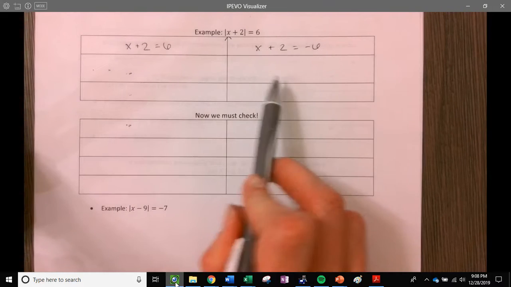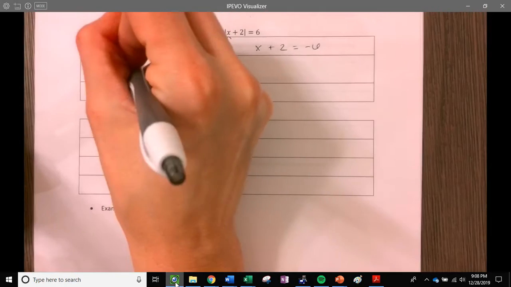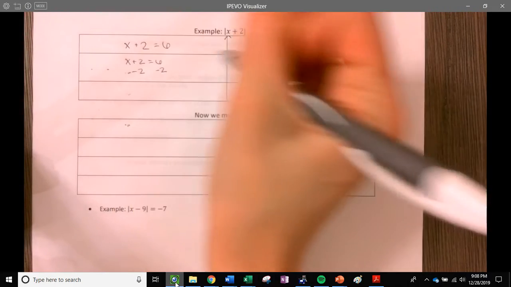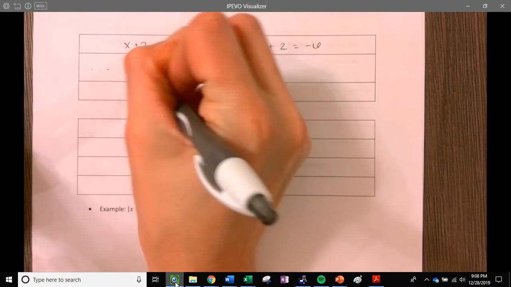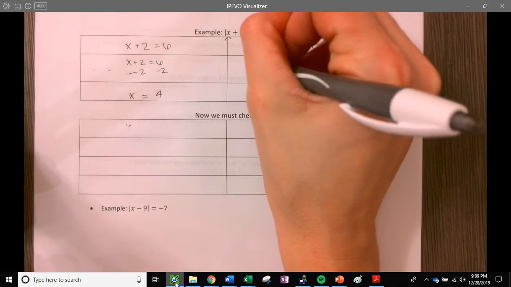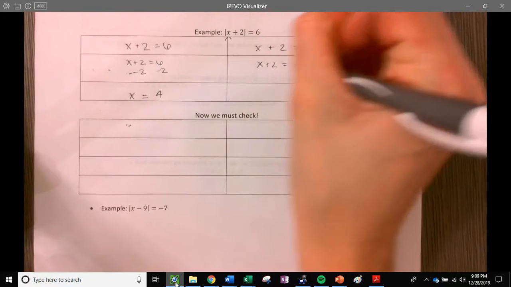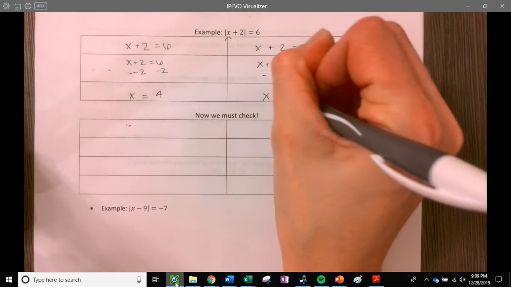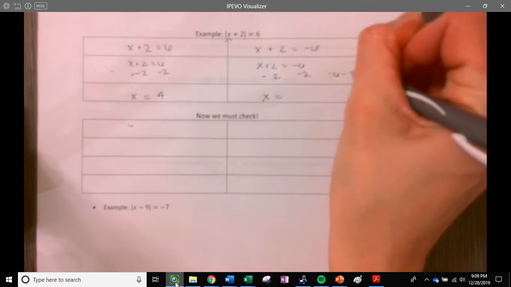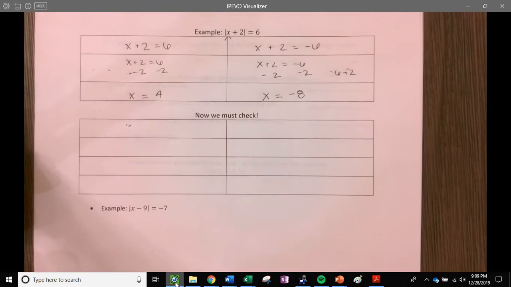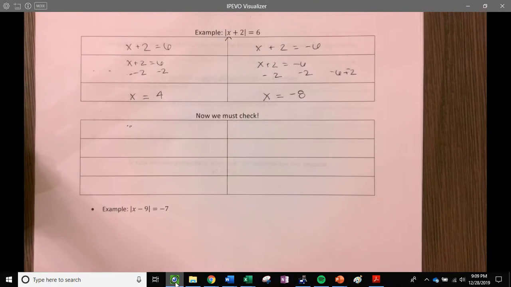Now we're going to go ahead and solve both of these. X plus 2 equals 6. Well, we have to subtract 2 from both sides to get x equals 4. No big deal. X plus 2 equals negative 6. We're going to subtract 2, and that's going to give us x equals, what's negative 6 minus 2? It's the same thing as plus negative 2, so that gives us x equals negative 8. Are we done? Have I taught you nothing? No, we're not done. We must check.